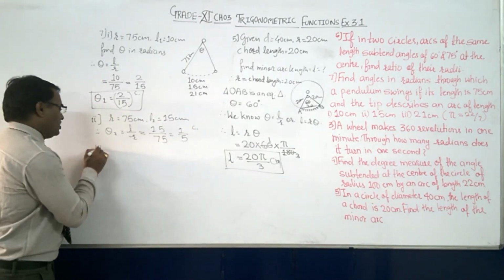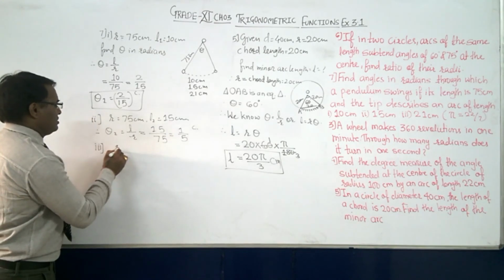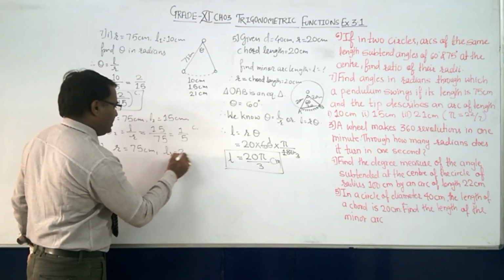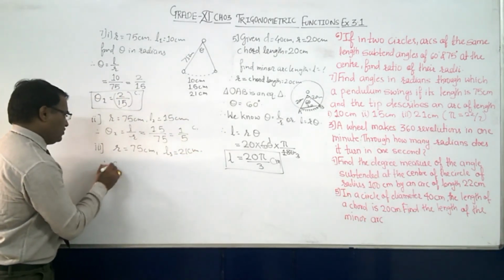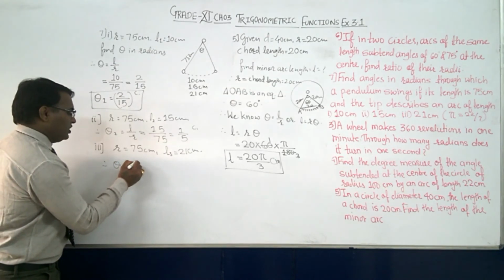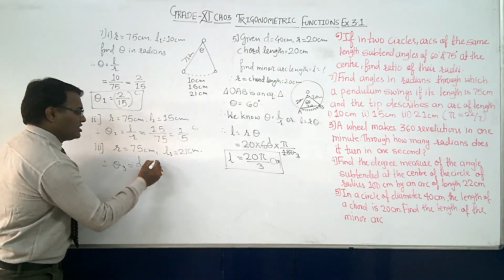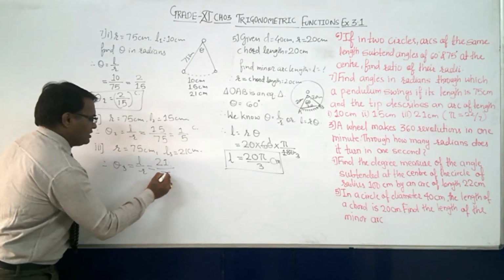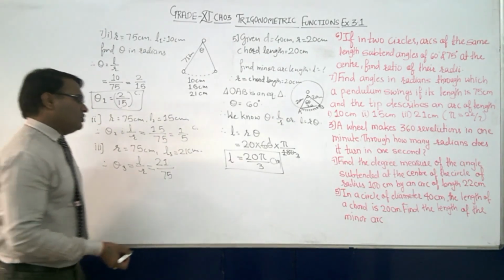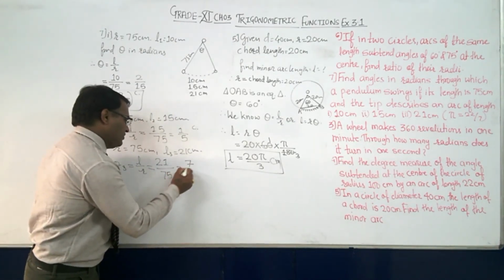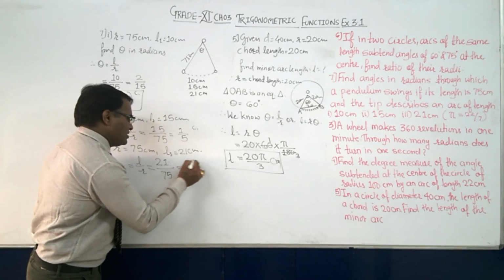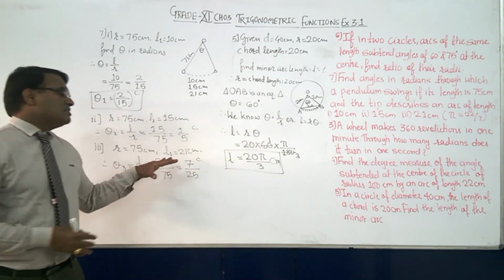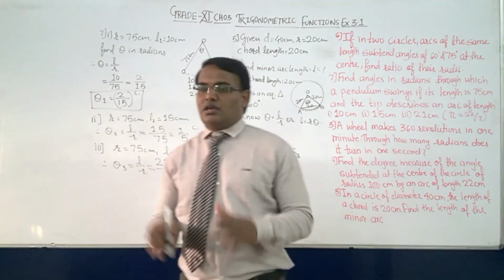And your third one, that is R is equal to 75 centimeter, L3 is equal to 21 centimeter. Therefore theta 3 is equal to L upon R. What is your L? 21 centimeter, so 21 and 75. Simply you can think of 3 7s are, 3 2s are, 3 5s are. That is 7 upon 25, sorry, 7 upon 25 radians.